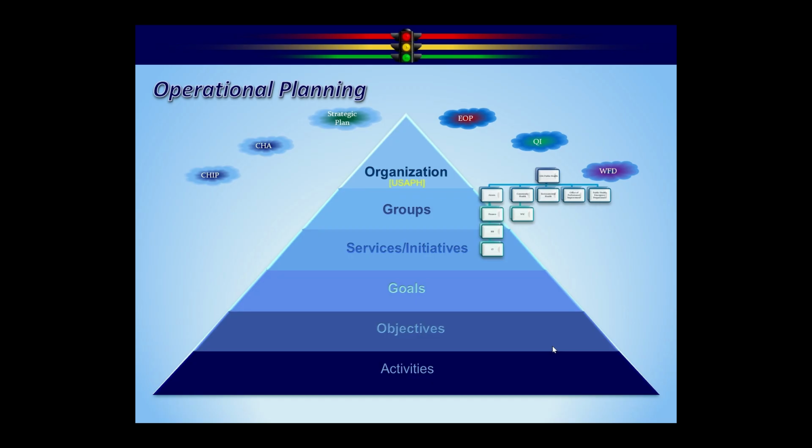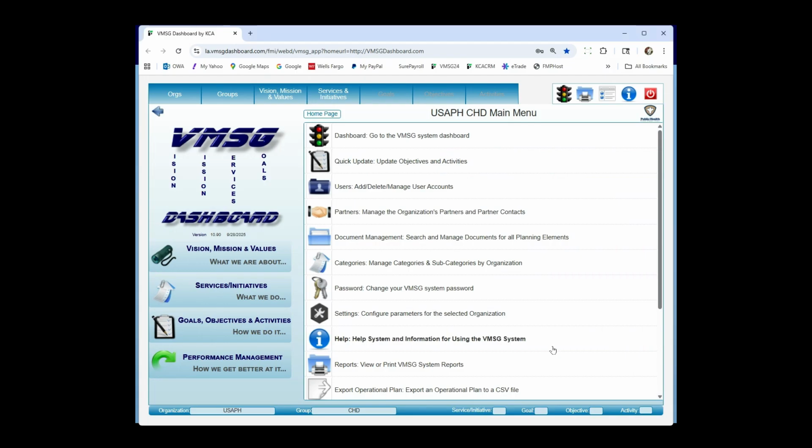So we have a little demo organization we call USA Public Health, and I will take you over here. So when you log in, again, if you haven't already, you're going to see a screen similar to this. And depending on your login permissions as to how many of these menu items you'll see. But these are the tabs I was referring to across the top.